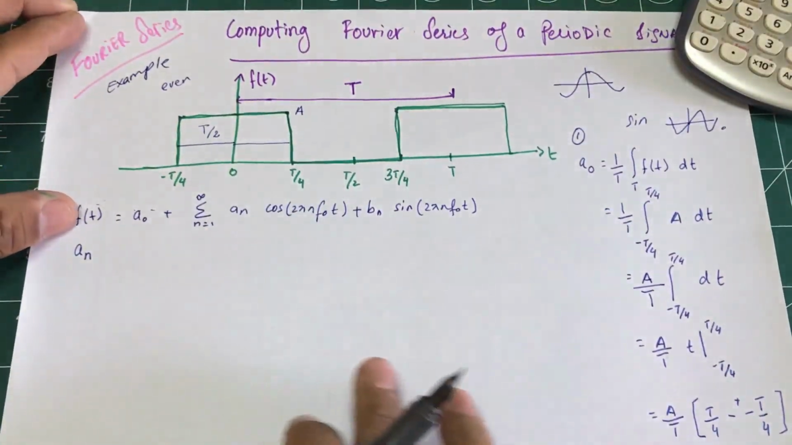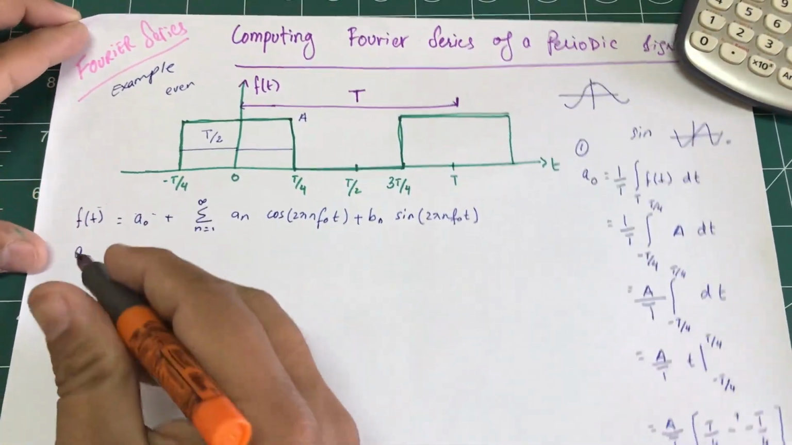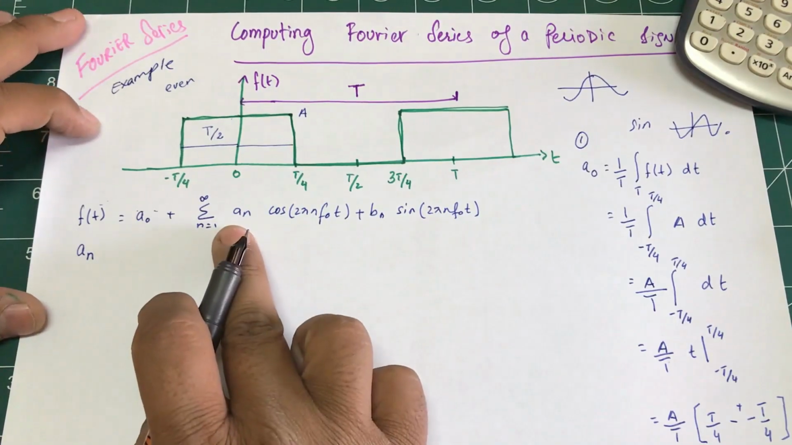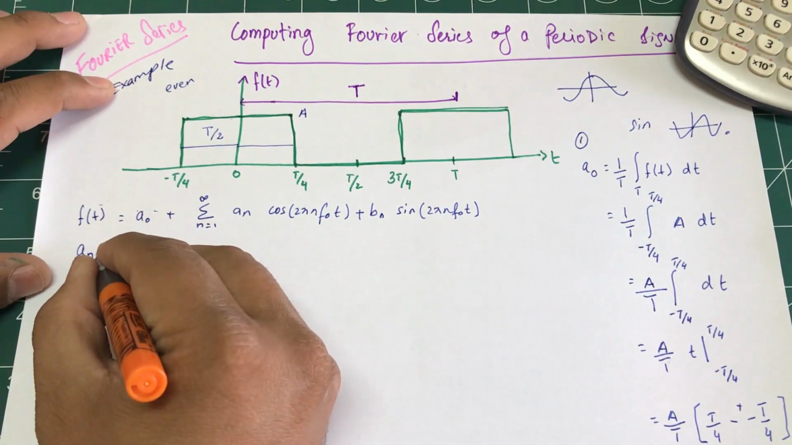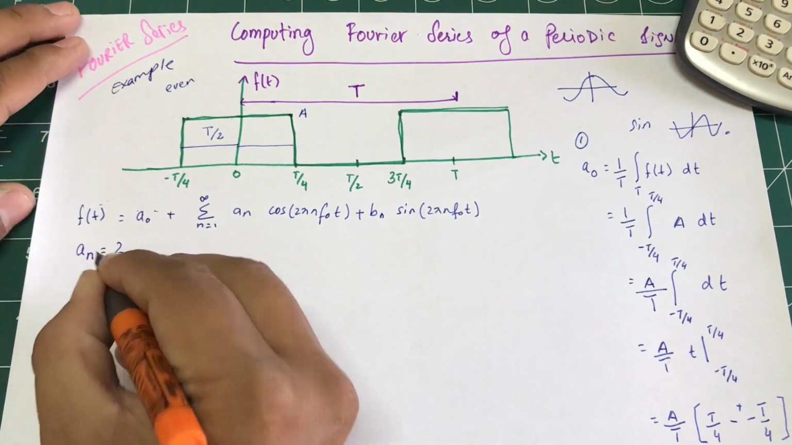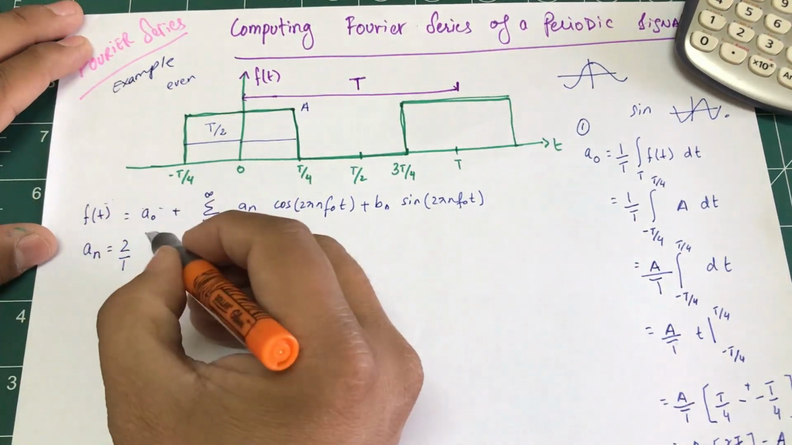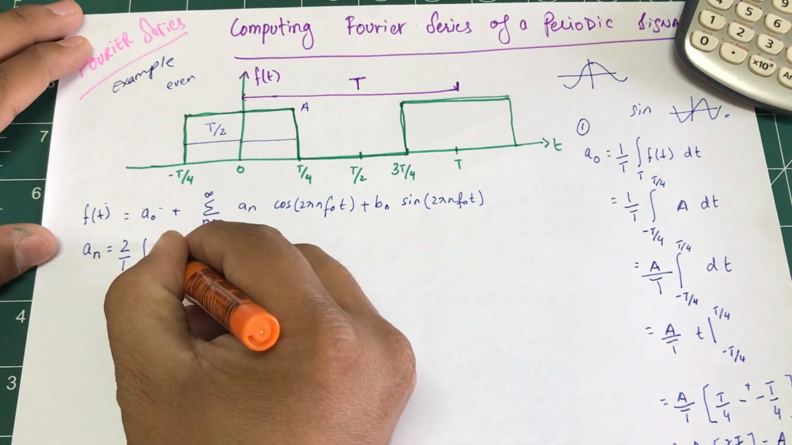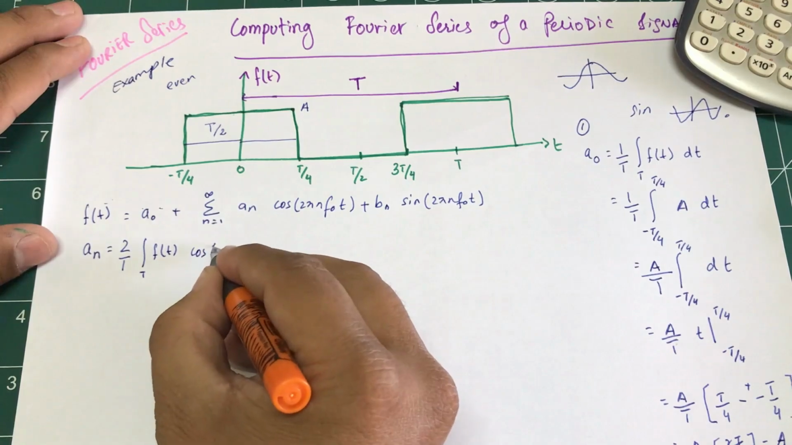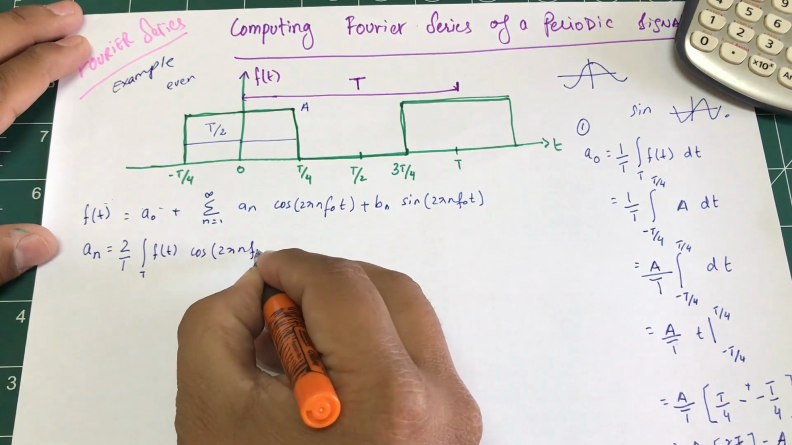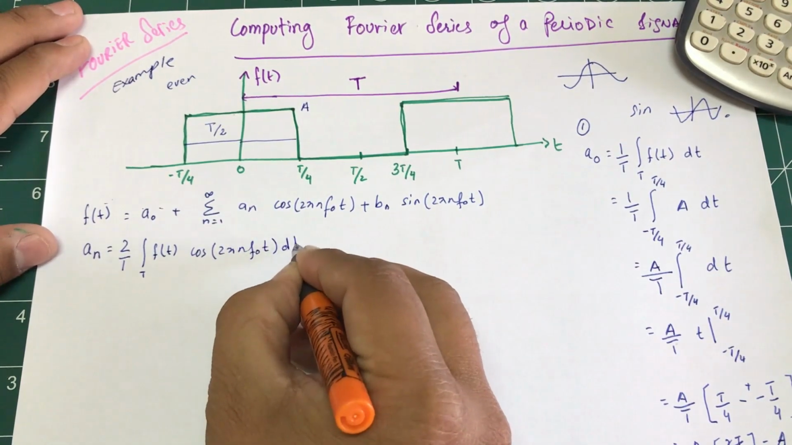So now we're going to calculate a couple other things. First, we're going to calculate our an and bn. All right, so what is the definition of an? I'm just going to simply write the formulas. It's 2 over T, integral over a period T of f of t cos 2 pi n f0 t dt.